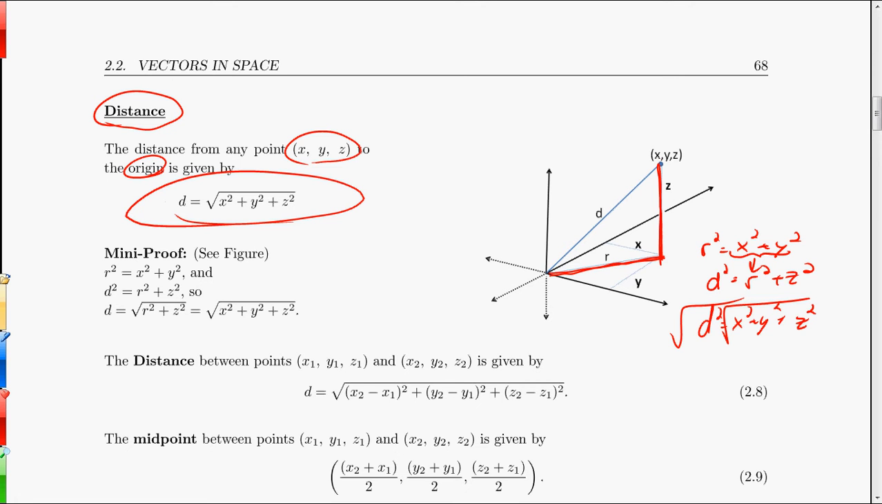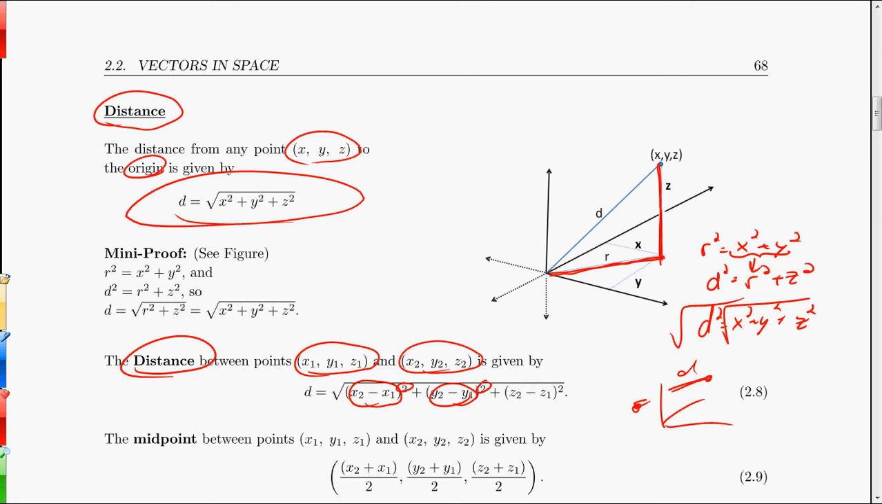Extending this to the distance between 2 points, if I have x1, y1, z1, and x2, y2, z2, and what I mean by that is that one doesn't have to be the origin. If I want that distance right there, d, it's just the difference in the x values squared, the difference in the y values squared, the difference in the z values squared. Add them all up and take the square root, and you have the distance between 2 points.